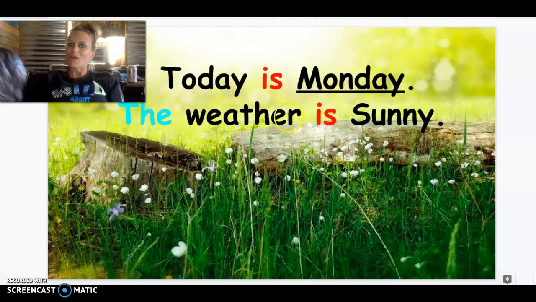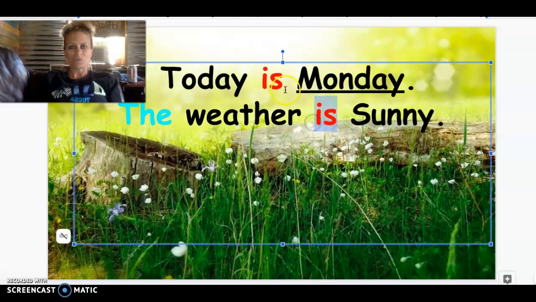Today is Monday and the weather is sunny. This word is, and this word is. I-S.